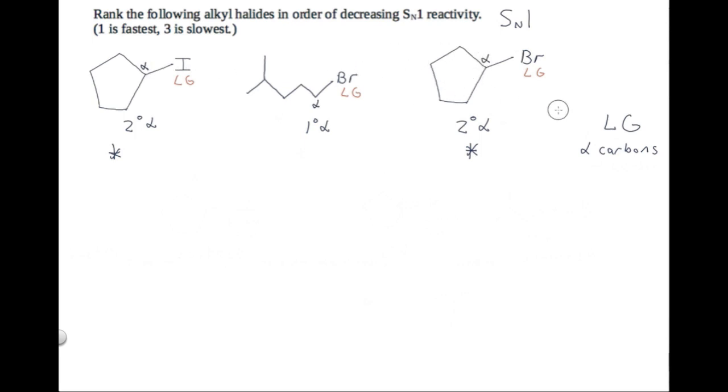And for the first and the third, we can just focus on comparing the leaving groups. Does leaving group quality matter for an SN1 mechanism? Yes. We know that leaving group quality does matter for an SN1 mechanism. So whichever of these has the better leaving group, that will be the faster SN1 mechanism. Leaving group quality does matter for the rate of an SN1 mechanism.